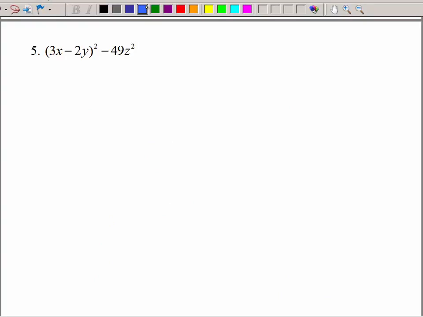So let's just do one more of those with a few more letters. Again, hopefully you can see that this is a perfect square, that is a perfect square, and we need to factor that as the difference of two squares. All right, so just like the fourth example, this goes here: 3x minus 2y times 3x minus 2y is going to be (3x minus 2y) squared.